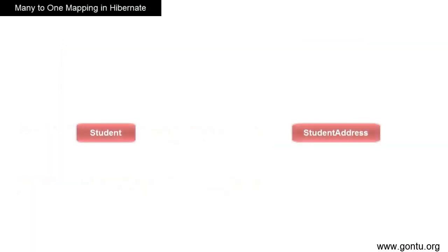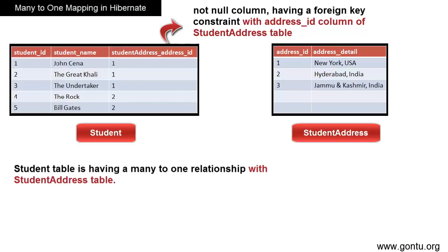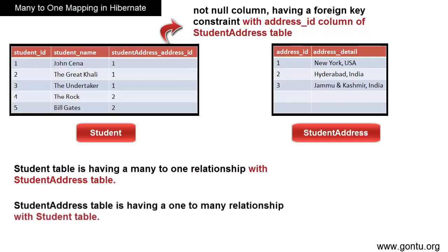Say you have two tables in the database, student and student address. Clearly, many records in the student table are linked to a single record in the student address table. So, student is having a many-to-one relationship with student address table, and student address is having a one-to-many relationship with student table. And this is the mapping column. What it means is, just by looking at this column, you are able to figure out which record of student table is linked to which record of student address table.